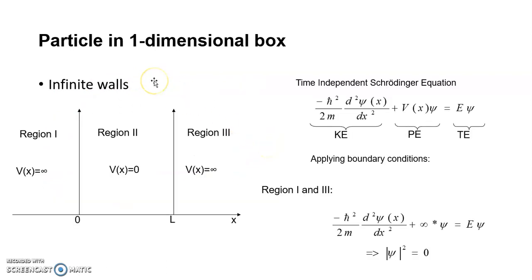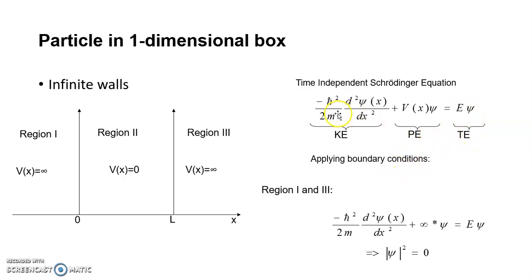So first, particle in a one-dimensional box with infinite walls. Define the potential. This is the region where potential is infinite. This is the region where potential is 0. This is the total length, 0 to L in the x direction. In the time independent Schrodinger equation, we have kinetic energy, this portion. This portion is potential energy. This is the total energy.